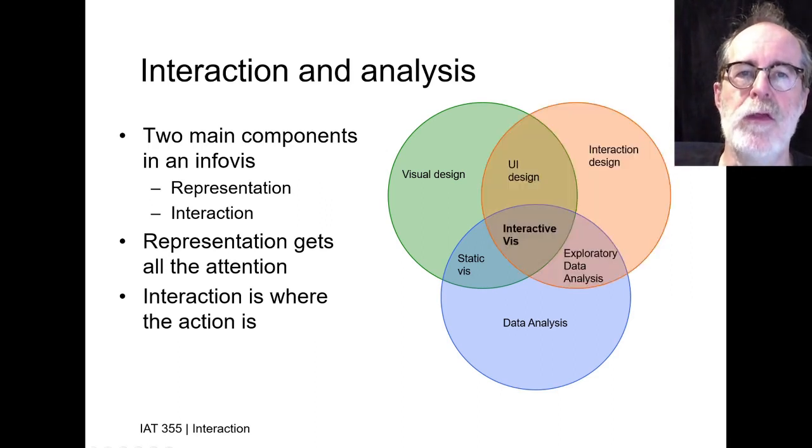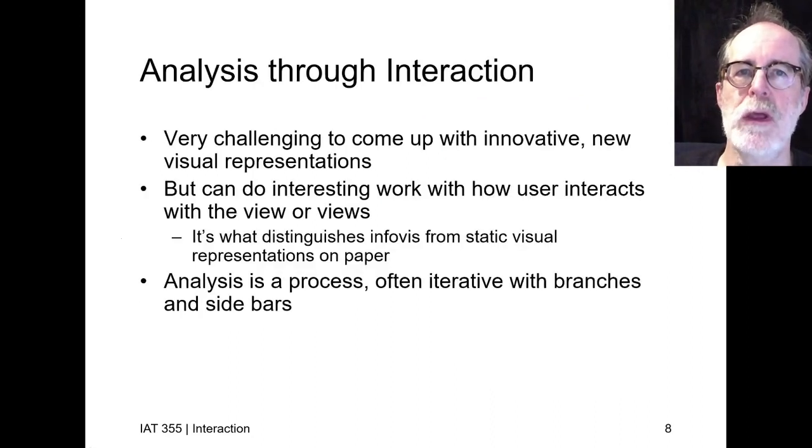That's represented by this third orange circle here, where broadly the field of interaction design, or the design of interactive systems, encompasses user interface design as it overlaps with visual design, exploratory data analysis as it overlaps with data analysis, and interactive viz in the sweet spot where the overlap of those three domains of work lies. That's what we're going to be talking about as we move forward. If you're thinking about continuing to do research in this area, it's very challenging to come up with innovative new visual representations, but there's still some interesting work to do with how the user interacts with a view or with views. It's what distinguishes InfoVis from static visual representations on paper.